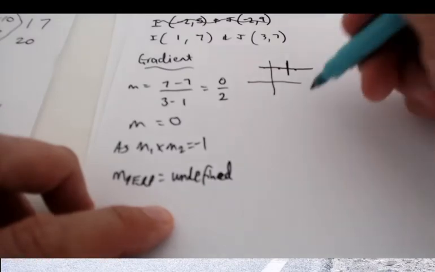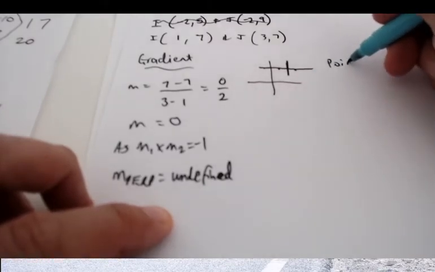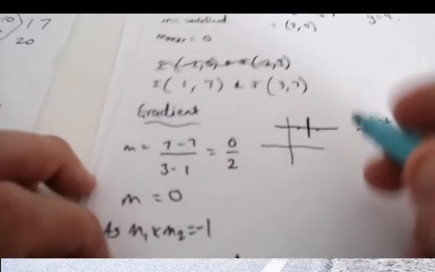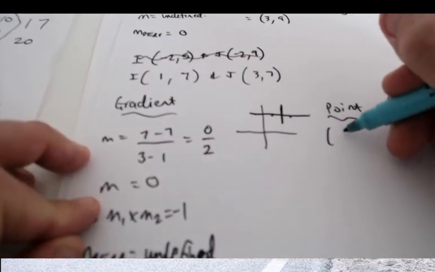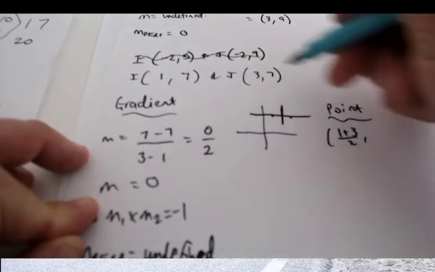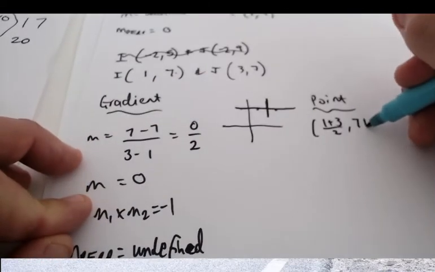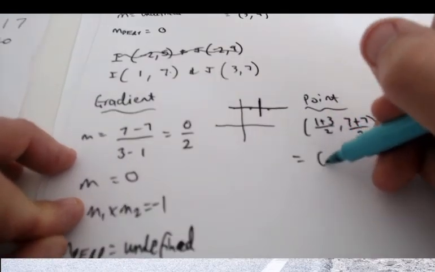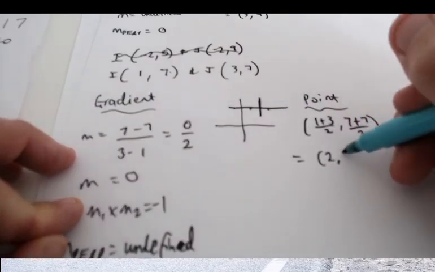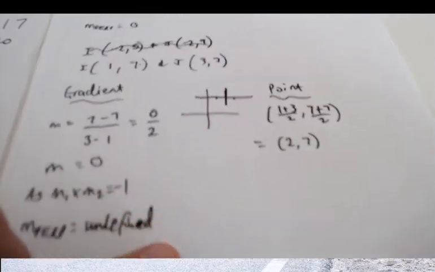So that was my gradient. My point. Again, I need my midpoint, so back up to here. Add together the x's and half it. So 1 add 3, halved. Add together the y's and half it. 7 add 7, half. That will give me 4 over 2, which is 2. 14 over 2, which is 7. Equation.